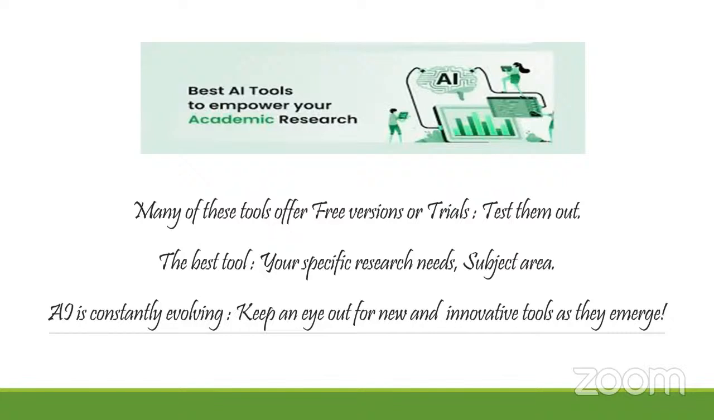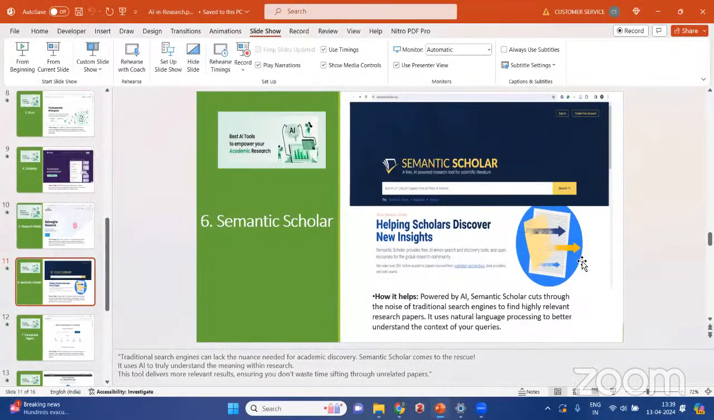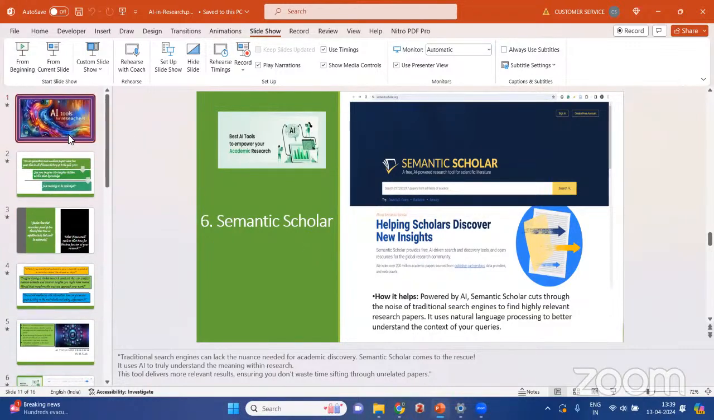You may find that this site is best for you, or you may find that Pro Writing Aid is best for you, or you may find that Iris AI is better. For me, personally, I like Semantic Scholar. So also understand that AI is constantly evolving. So we have to keep an eye out for new and innovative tools as they emerge from time to time. So with this, we will close our discussion on these 10 AI tools available for researchers.